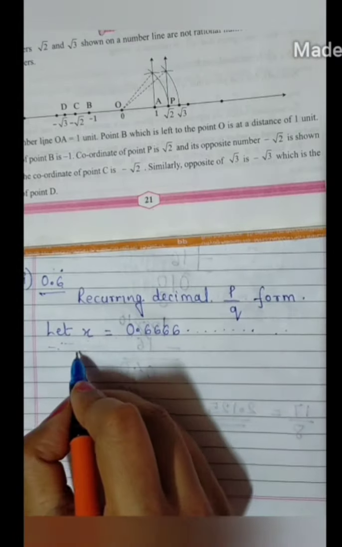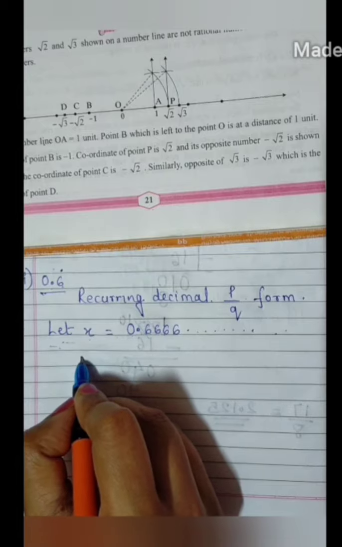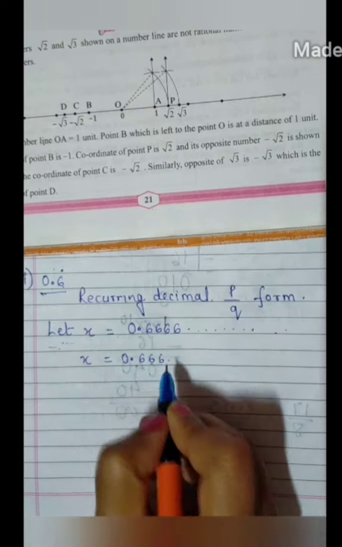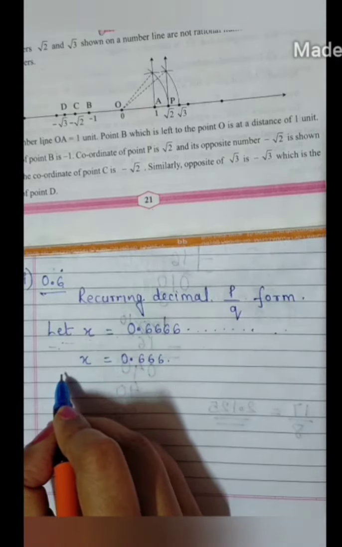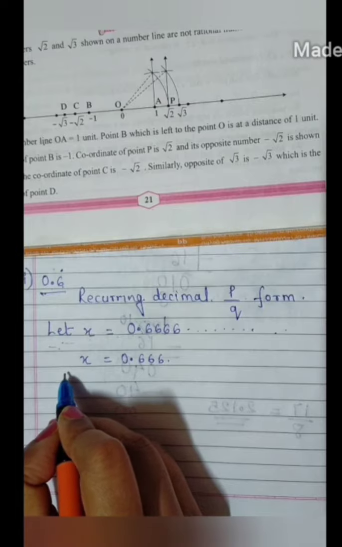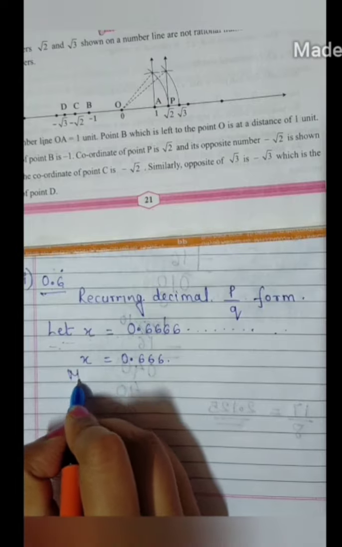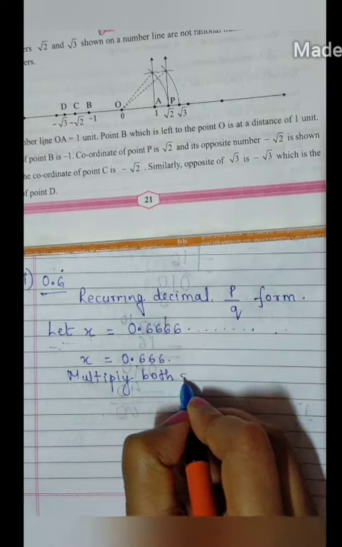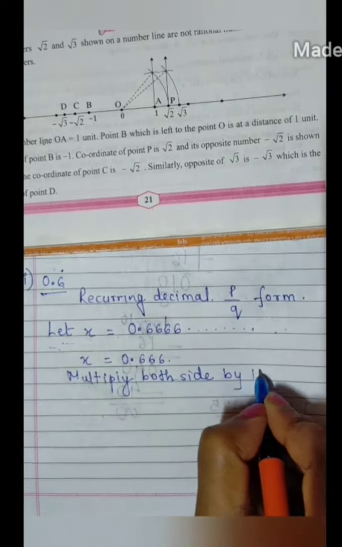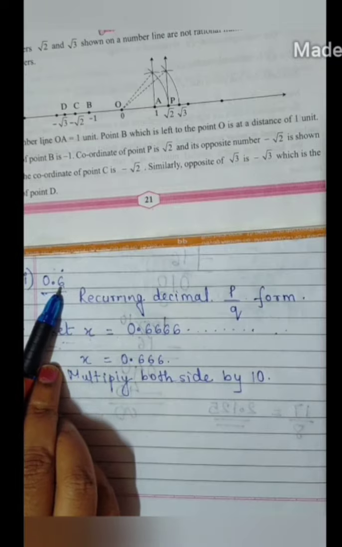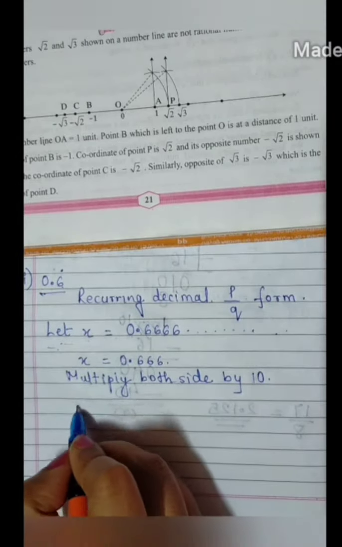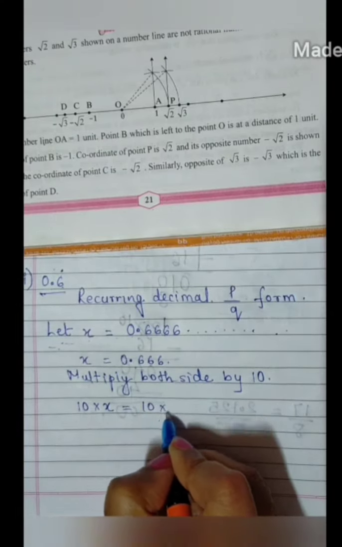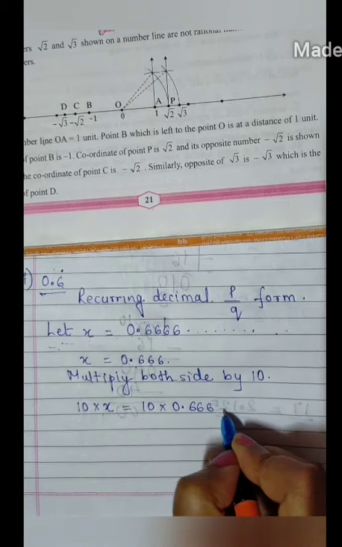So I'm writing here, you can write x is equal to 0.666. So what we will do? We will multiply both sides by 10. As you know, after the point one number is there, so we will take 10. 10 into x is equal to 10 into 0.666, and so on.